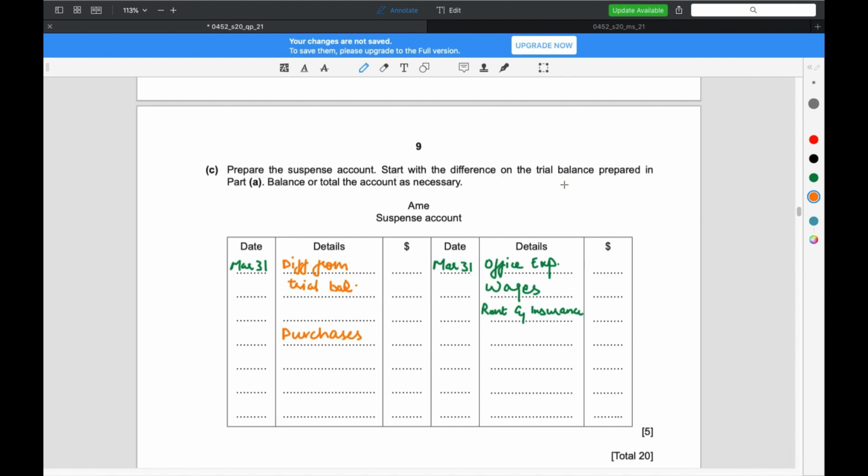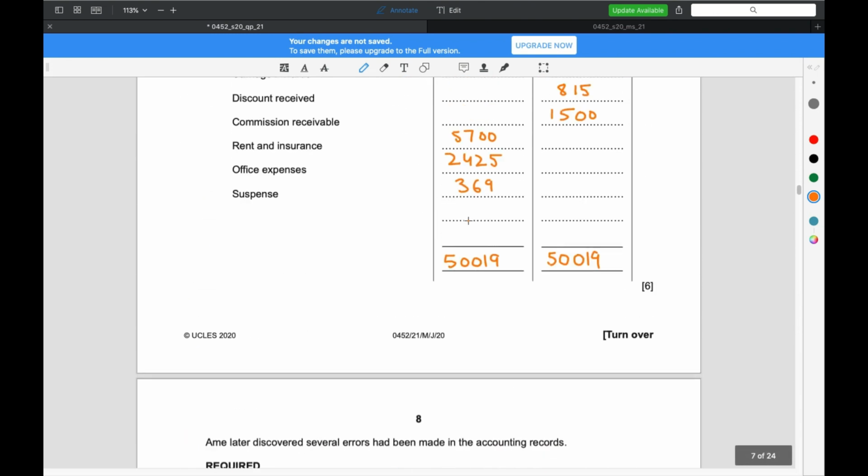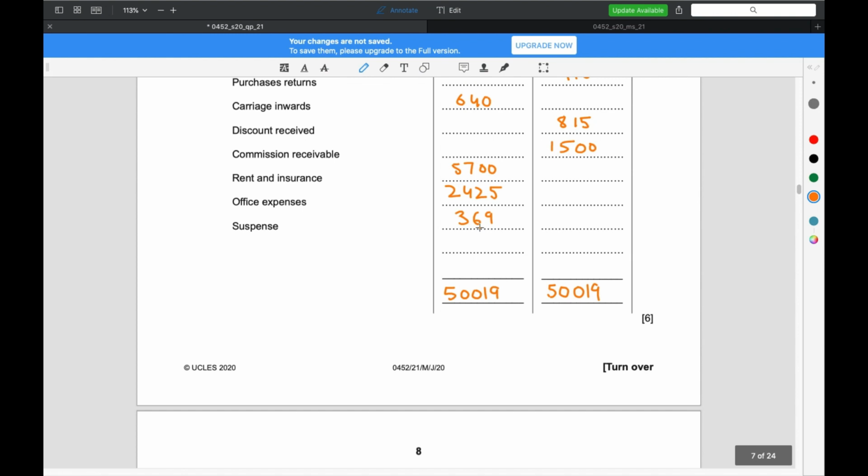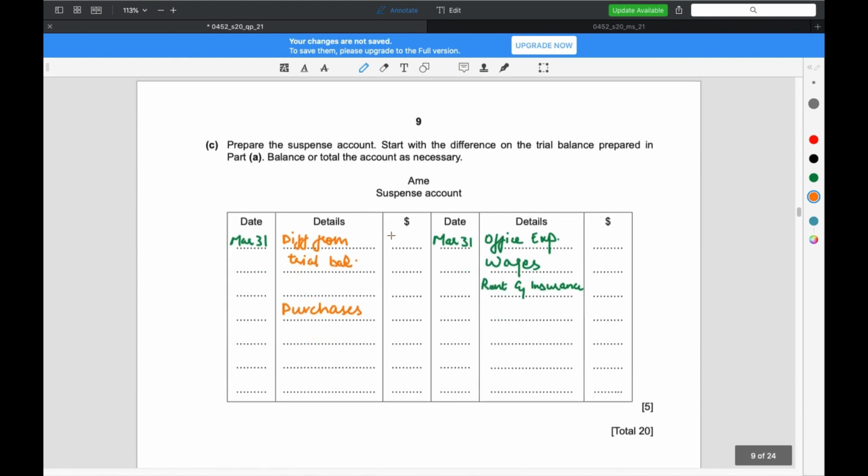And then in part C, he says prepare the suspense account. Start with the difference on the trial balance prepared in part A. All right, balance or total the account as necessary. The difference from the trial balance, which we calculated together, was $369, so we have to start with that.